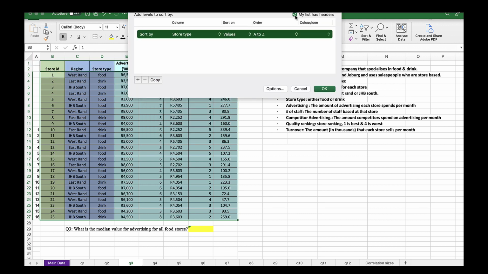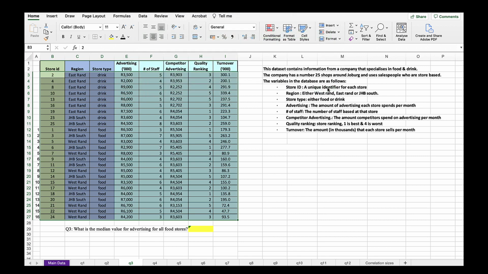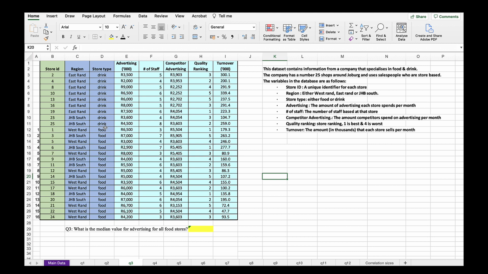I'm saying it has got headings and I'm sorting by store type. And if I say OK, it is now going to sort this out for me in terms of the drink stores first and then the food stores. It'll put it in alphabetical order. The question is, what is the median value for advertising for all food stores? So we're only looking at the food stores. So we're looking at this set over here, only the food stores. Now we're looking for the median. The median is the middlemost one.